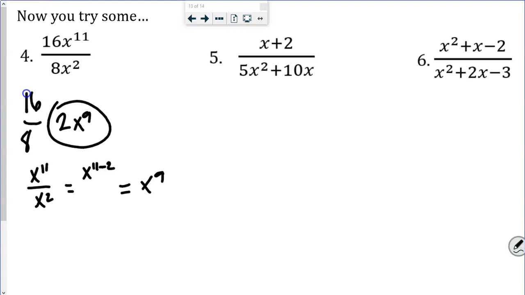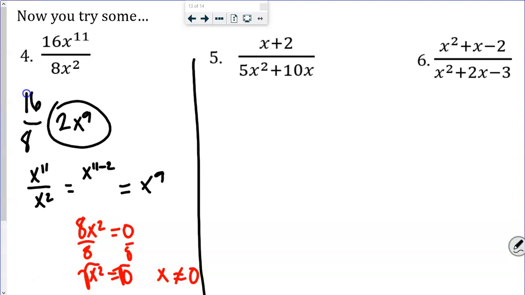And remember, again, we're looking at our excluded value, so we're going to set that 8x squared equal to 0. Divide both sides by our 8. That's going to give us x squared equals 0. We're going to take the square root of both sides. So again, x cannot equal 0. Remember, the reason for this is because we cannot have a 0 in the denominator, okay? So we got our next one. And again, you can pause the video here, do the next one, and then come back to me.